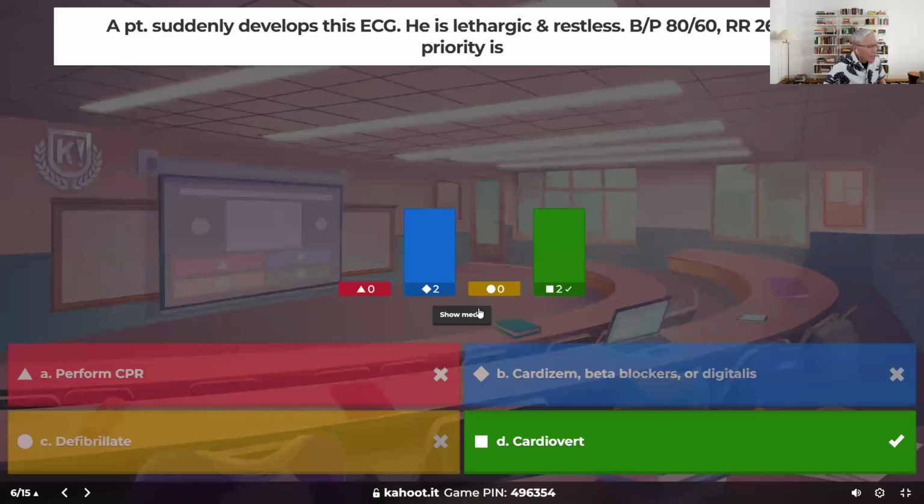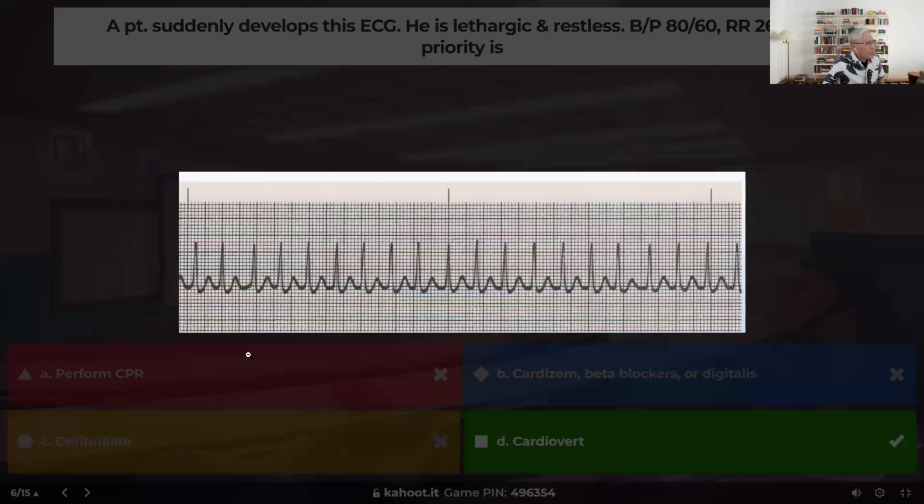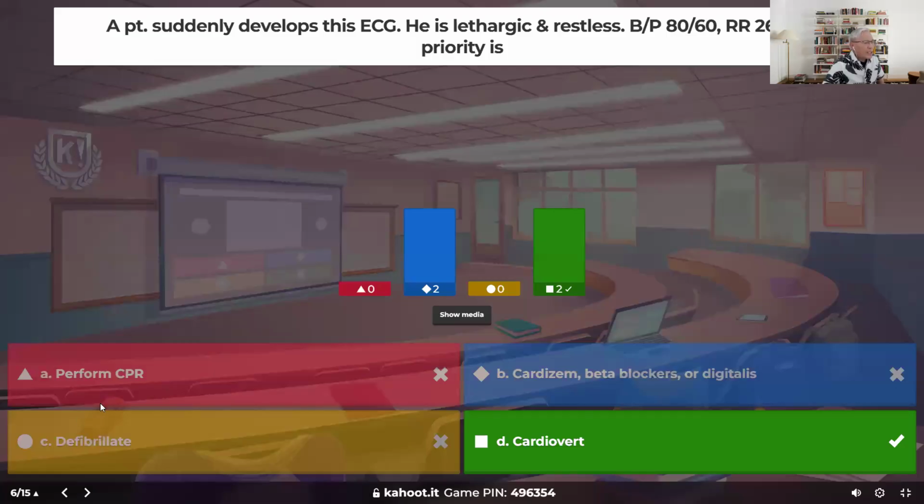Okay, so let's take a look at the ECG first. This is 1, 2, 3, 4, 5, 6, 7, 8, 9, 10, 11, 12, 13, 14, 15, 16, 17, 18, 190. This is narrow complex, so it's an SVT. And because the patient has CASH, blood pressure of 80/60. You remember the hypotension, altered mental status. You remember the A in CASH. So we need an electrical intervention, and that would be cardioversion.